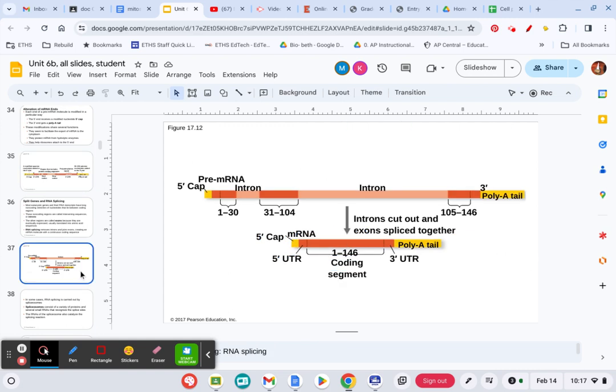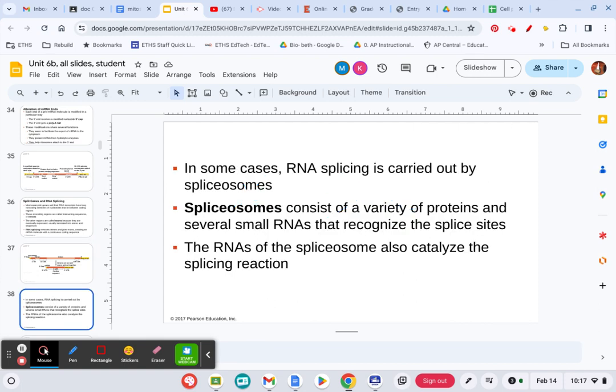and that's shown here. We took out this section here and this section here because we don't want that. These are non-coding areas. Now, I'll talk about why those introns are there in just a minute. But first, a couple more slides about how they're cut out. In some cases, RNA splicing, so cutting out the introns, is accomplished by something called a spliceosome.